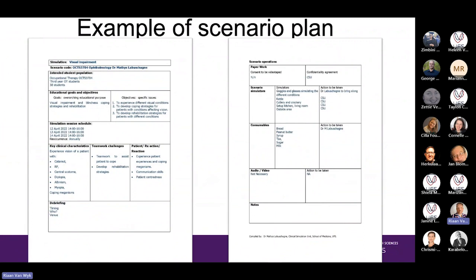Another example, this was for OTs, where they need to be cognizant of how visually impaired patients perceive the world. So one of the objectives was to experience different visual conditions and to develop coping strategies on rehabilitation for these patients. So we have glasses. Each glass will have a different simulated eye condition. One student will have nearsightedness, another one will maybe be totally blind.